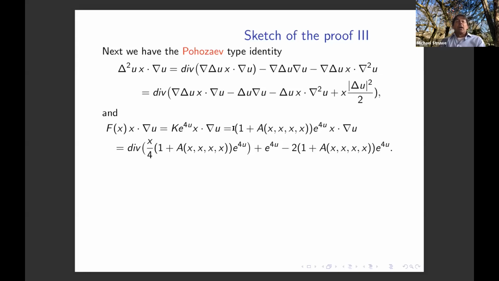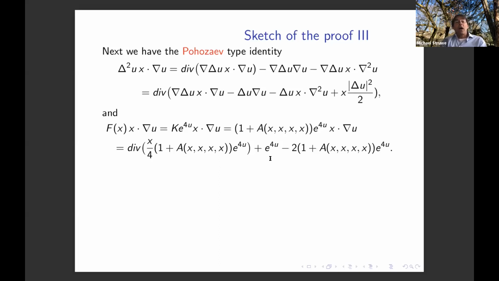Namely, this is 1 plus the multilinear term a times e to the 4u times x dot gradient u. And this again can be partially interpreted as a divergence. So we write it as a divergence, and we discover this term here when the divergence falls on the exponential factor. But there are further terms that result when we differentiate in x and when we differentiate a.